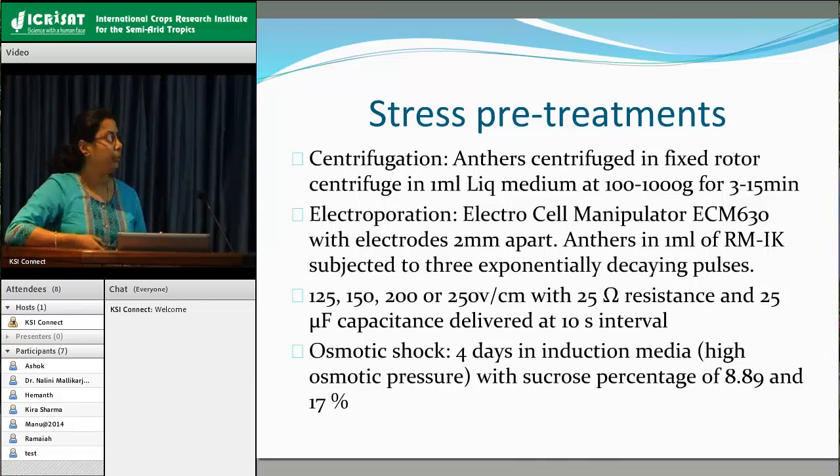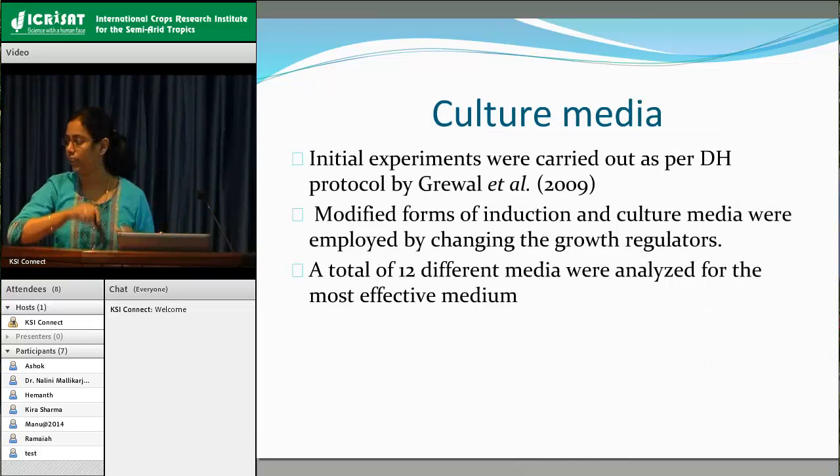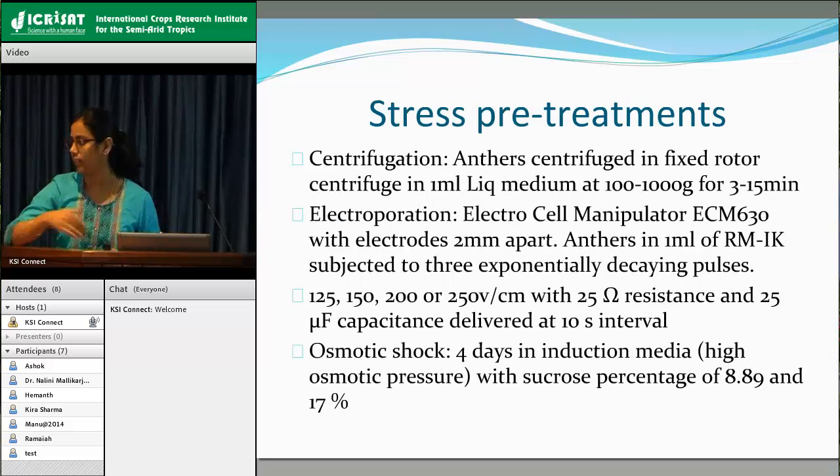3 exponentially decaying pulses. After these 2 treatments, I have given an osmotic shock of 17% sucrose or 8.89% sucrose. The stress treatments were given alone and as a combined treatment, to check whether a single treatment is more effective or whether a combined treatment is more effective to induce androgenesis.